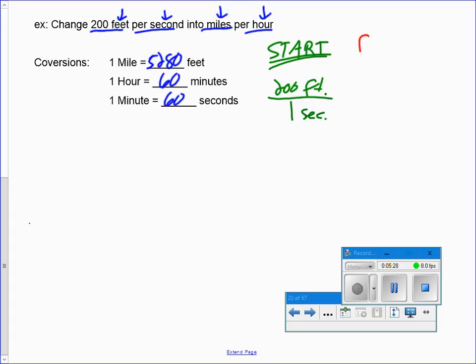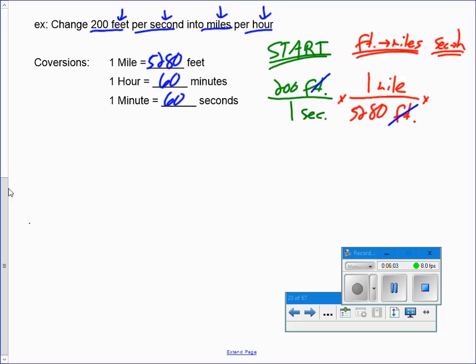So the first thing I'm going to try and do is take feet into miles. So I know if I want to cancel that out, I have to line it up so that feet is in the bottom. So now I know that 1 mile is 5,280 feet. So now I'm set up to where I have miles per second right now. So the next thing I have to do is go from seconds to hours. So we don't have one stage where we can do that. So we have to first get seconds into minutes. So I know if I want seconds to cancel out, it's got to be on the top. I know 60 seconds is 1 minute.